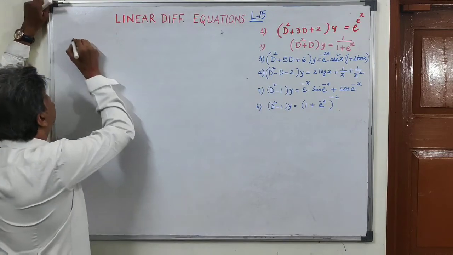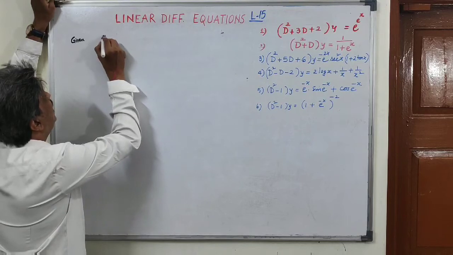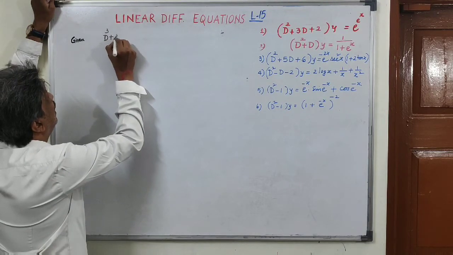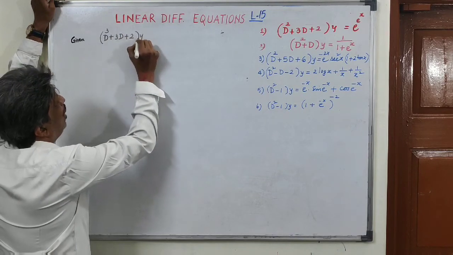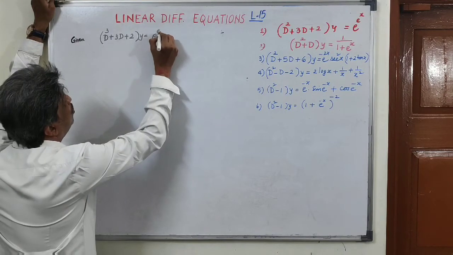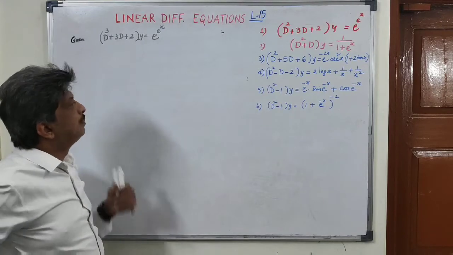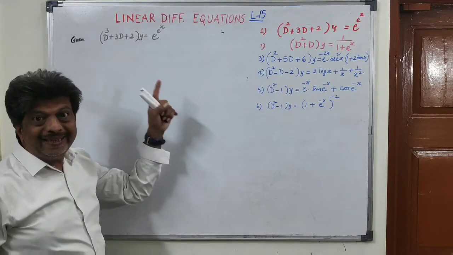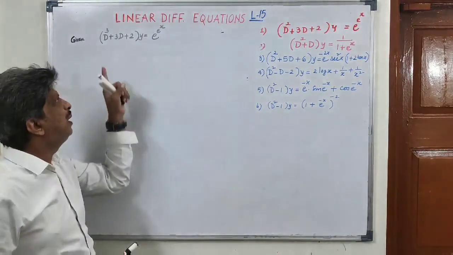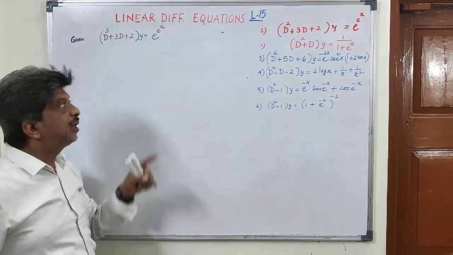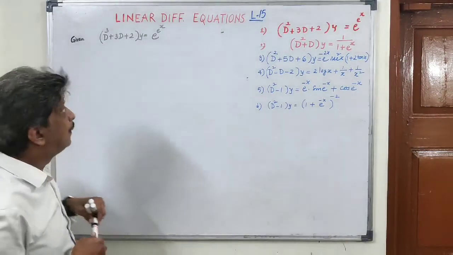Given: (D square plus 3D plus 2) operating on y is equal to e raised to power x. So the right hand side function is a function of e power x. So here we would be deliberately using the general integral method. How? We shall factorize at the outset.